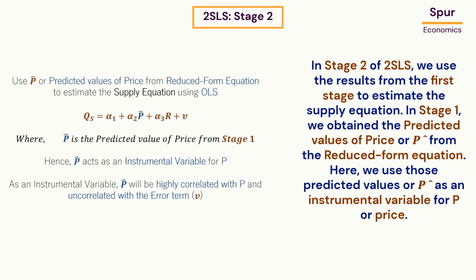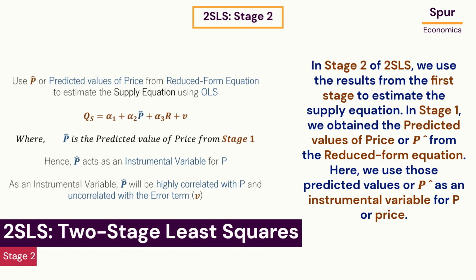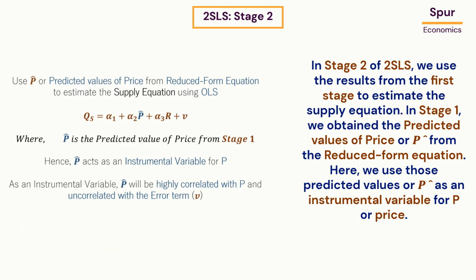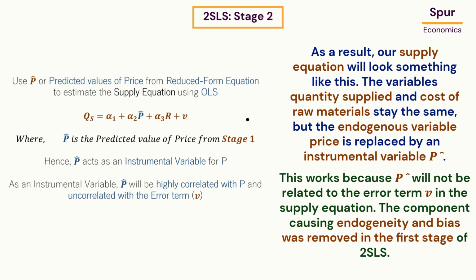In stage 2 of 2SLS, we use the results from the first stage to estimate the supply equation. In stage 1, we obtained the predicted values of price, or P cap, from the reduced form equation. Here, we use those predicted values, or P cap, as an instrumental variable for P, or price. As a result, our supply equation will look something like this. The variables quantity supplied and cost of raw materials stay the same, but the endogenous variable price is replaced by an instrumental variable P cap.